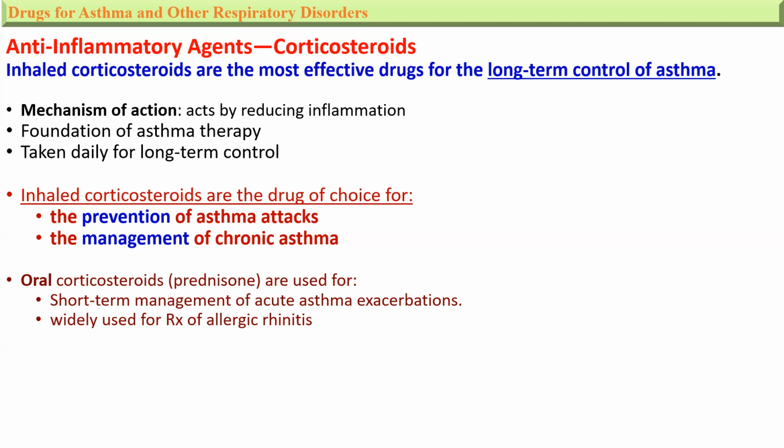Short-term management should be limited therapy of under 10 days, which is usually given during asthma exacerbation episodes. So it should be limited to under 10 days, with a tapering off. When we prescribe it for 10 days, it should be tapered off, decreasing the dosage frequency until it is eventually discontinued.